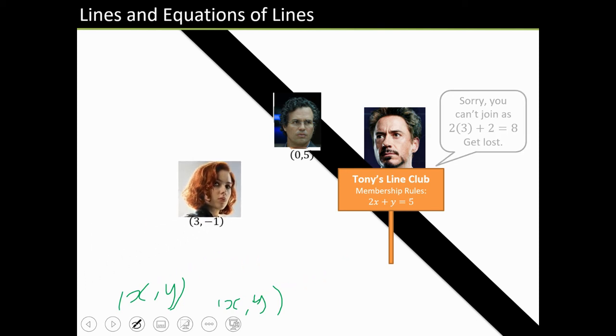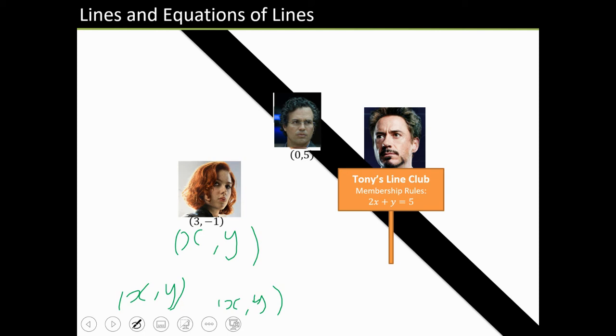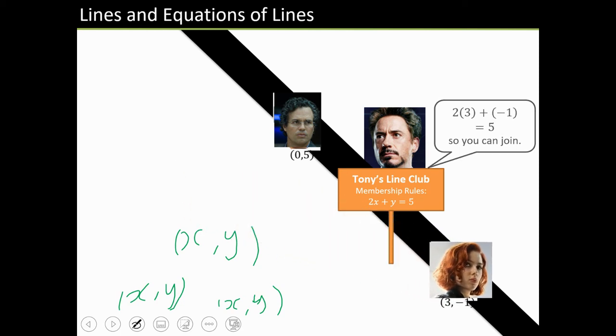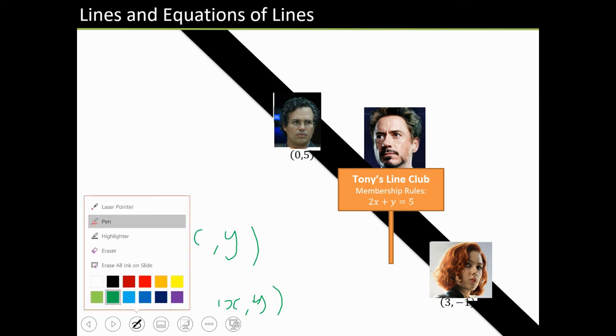Okay? So that one can't join. Let's try one more. (3, -1). Again, I've got my x coordinate and my y coordinate. My x value is 3 and my y coordinate is minus 1. So substituting that in, 2 times 3 is 6, plus minus 1 is 5. So that point can join as well because it satisfies the equation.